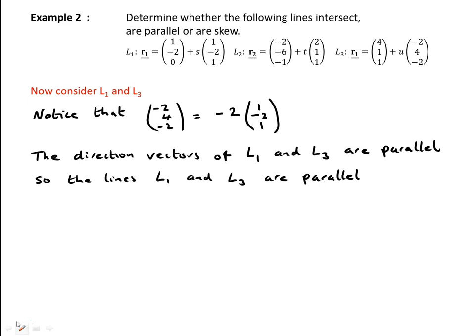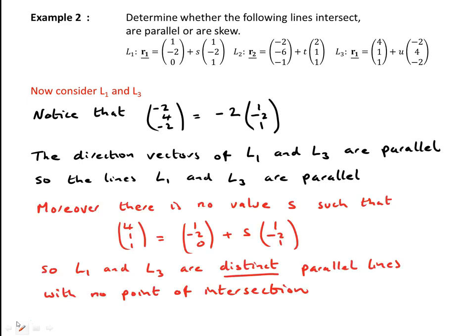What's more, if we have a think about the point (4, 1, 1), there is no way that the point (4, 1, 1) can be written as a point on the line L1. There's no value of s such that (4, 1, 1) is equal to (1, minus 2, 0) plus s times (1, minus 2, 1). And this means that the point (4, 1, 1) is definitely not on the line L1, which means that the lines L1 and L3 are parallel but definitely distinct. They're not the same line.